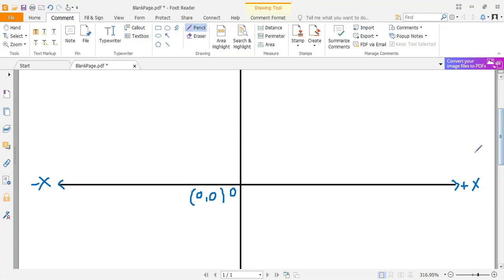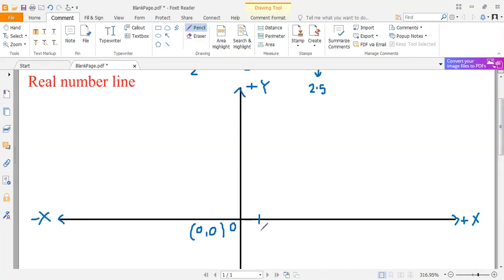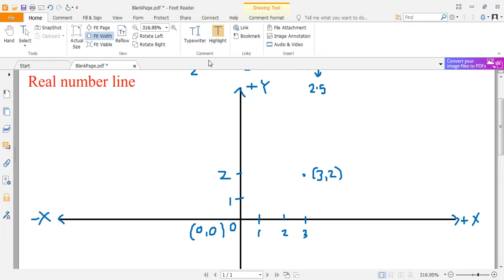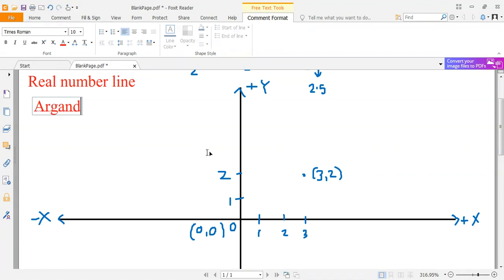And any point can be represented on this plane. So if we have 1, 2, 3 on the x-axis, and if we have 1 and 2 on the y-axis, somewhere around here we would have a point 3, 2, right? This is something that we know. Now, how can we use this concept to represent complex numbers? Let me just change the color. The first thing that we would have to do is rename this plane. This cannot be called the normal coordinate system that we call; this has to be renamed to something called the Argand plane.